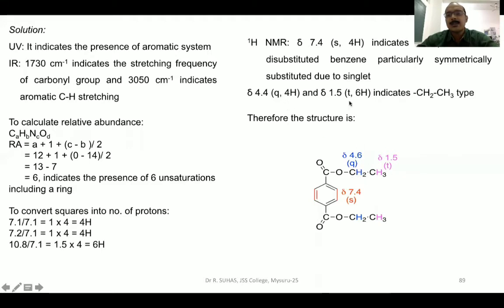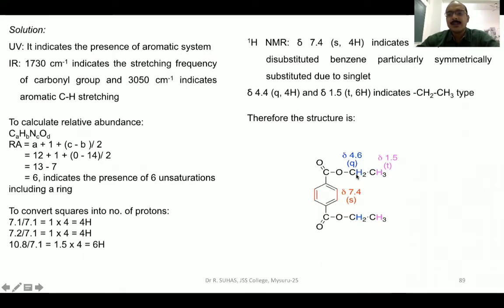Where are this CH2 and CH3 coming from? Because it is a triplet and quartet, it is a characteristic feature of an ethyl group. Whatever you write on the top, the same thing has to be written on the bottom because it is a symmetric molecule. Now we will see. At 7.4, two protons are here, two protons are here, and because it is a singlet, we have written it as a symmetrical substitution.